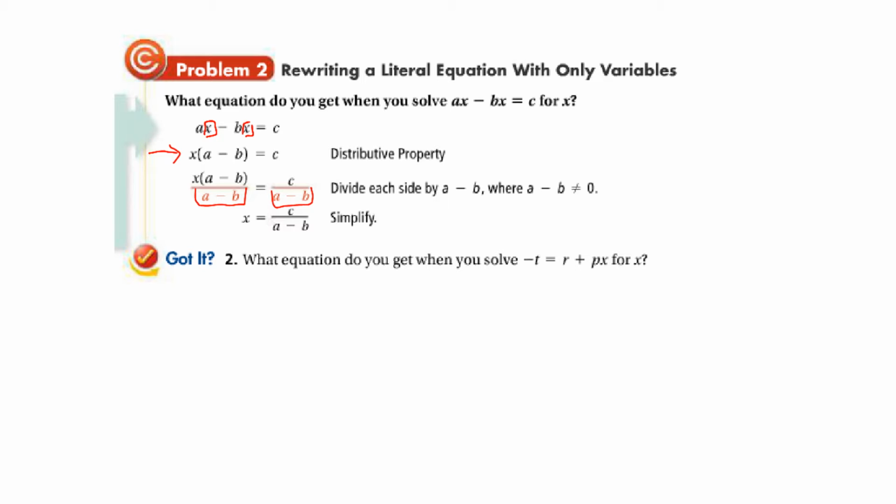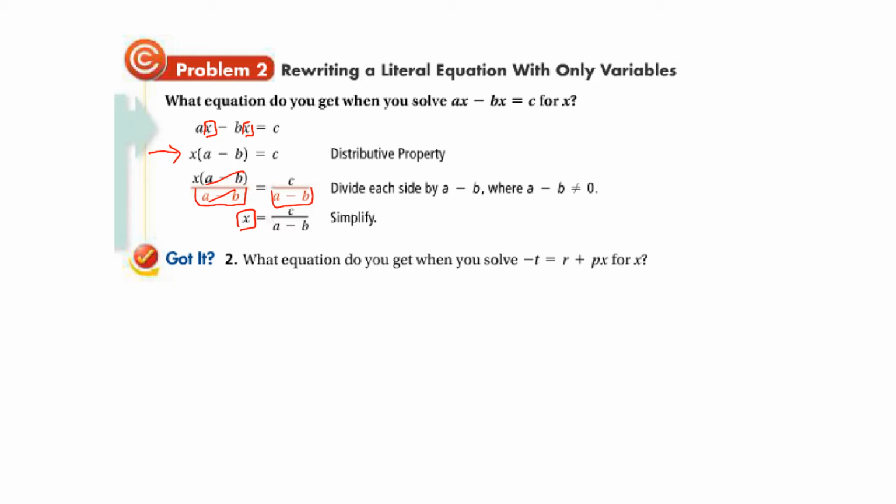That allows it to cancel out on that side. So I end up with x equals c divided by a minus b. I solved for x, got x by itself. So now I'm finished. So now let's look at this got it problem number 2.